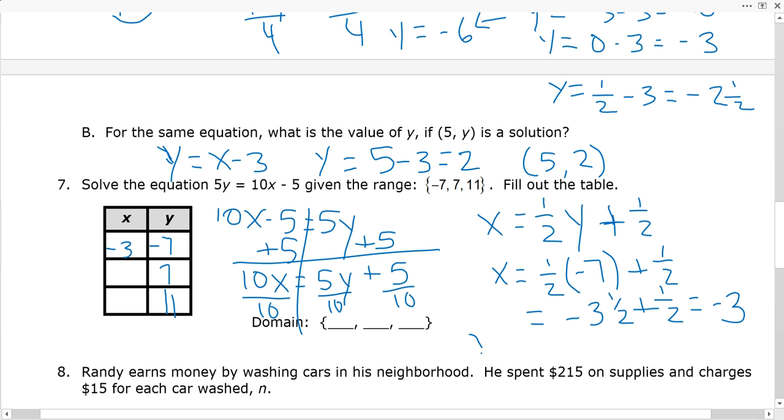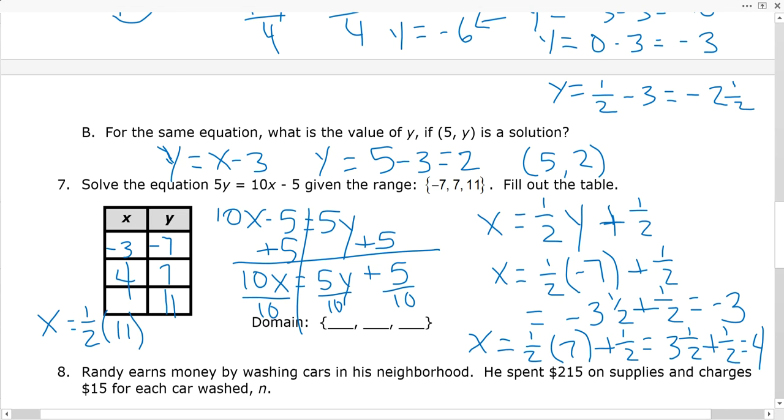All right, then my next one's going to be x equals 1/2 of 7 plus 1/2. So this one's going to be 3.5 plus 1/2, which is going to be 4. And then my 11 is going to be x equals 1/2 of 11 plus 1/2. So 1/2 of 11 is 5.5, 5.5 plus 1/2 equals 6. So my domain is -3, 4, 6.